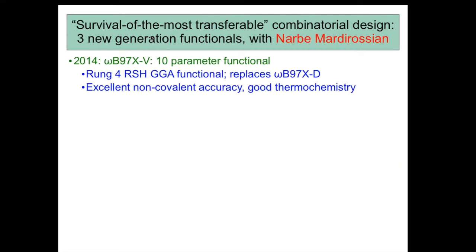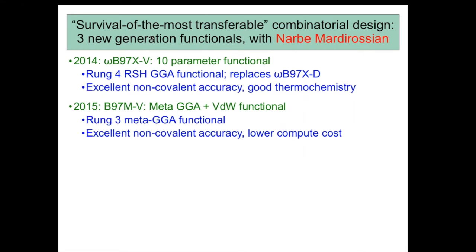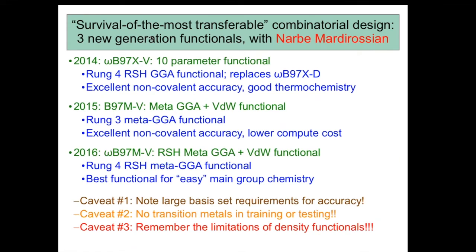So I've told you about 3 new functionals, one that we introduced in 2014, one in 2015, and one in 2016. These are great functionals, particularly the 2016 omega B97M-V for easy thermochemistry, easy non-covalent interactions, and barrier heights, and also the 2015 functional, which we believe is the best available semi-local functional.